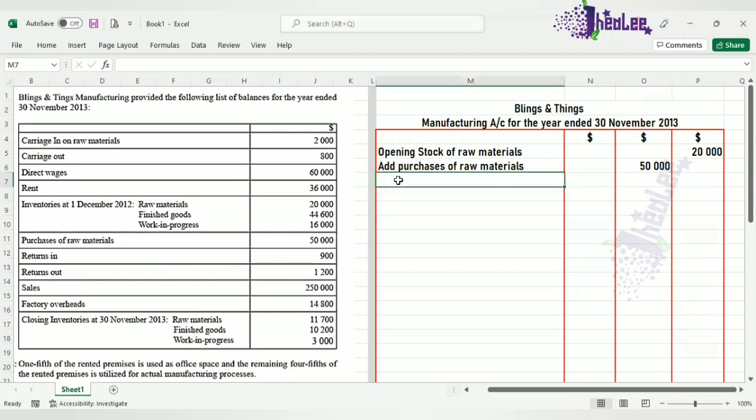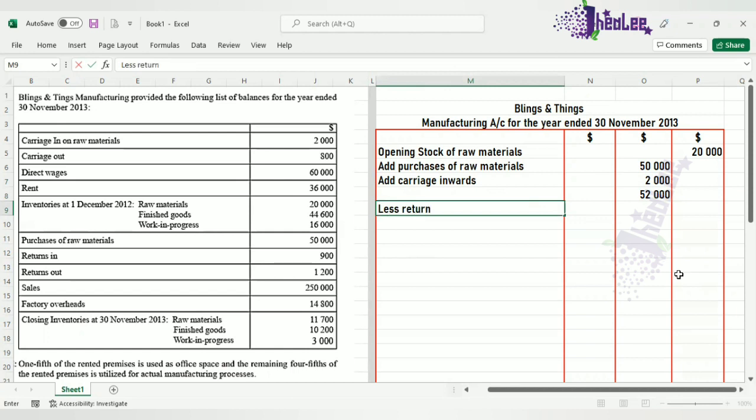So we're going to add our carriage inwards, just like you would do in calculating your cost of sales. In getting to your net purchases, you would have to add carriage inwards. We're doing that just the same. So that's carriage inwards of raw materials. And the value for carriage inwards is 2,000. We're going to add this figure to the 50,000, and this gives us a total of $52,000.